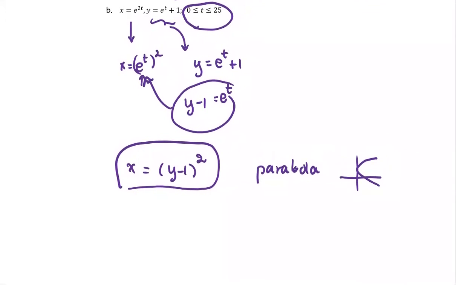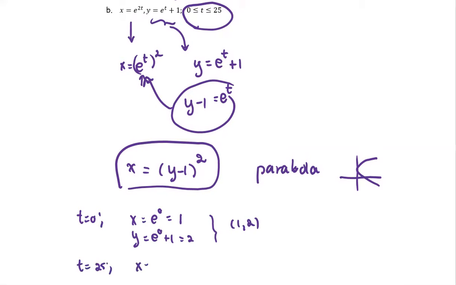Now let's look at the graph at the beginning point and at the ending point. As t equals 0, x equals e to the power 0, which is 1, y equals e to the power 0 plus 1, or 2. So the first coordinate will be 1 comma 2. And the last coordinate at t equals 25, x equals e to the 50, and y equals e to the 25 plus 1. Both of them are positive numbers, e to the 50, e to the 25 plus 1.